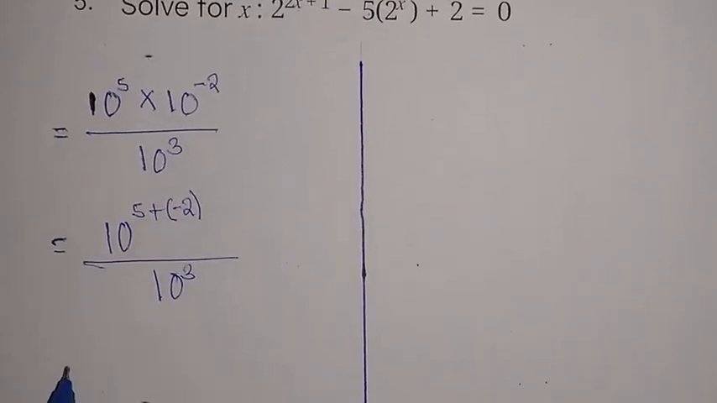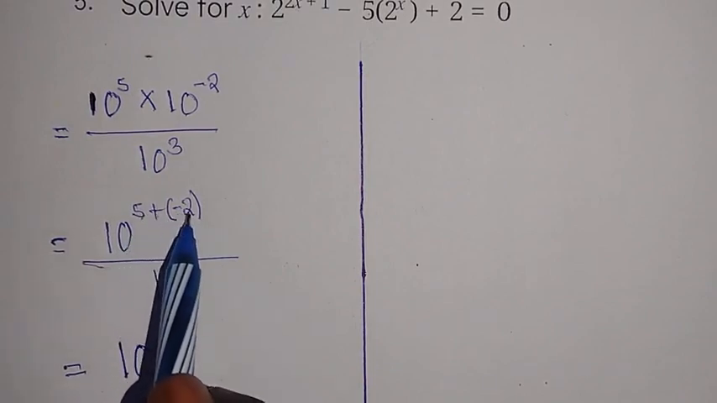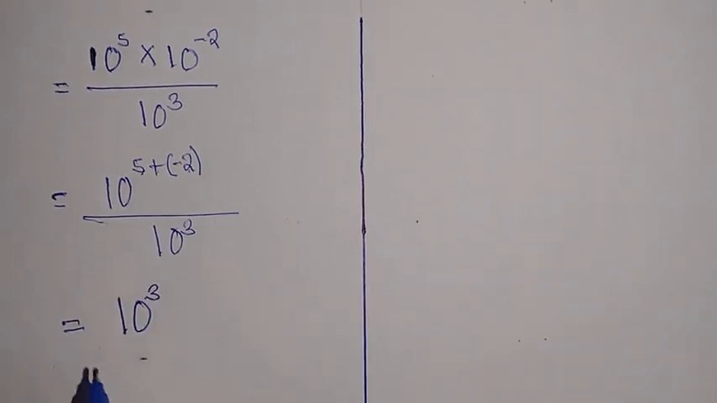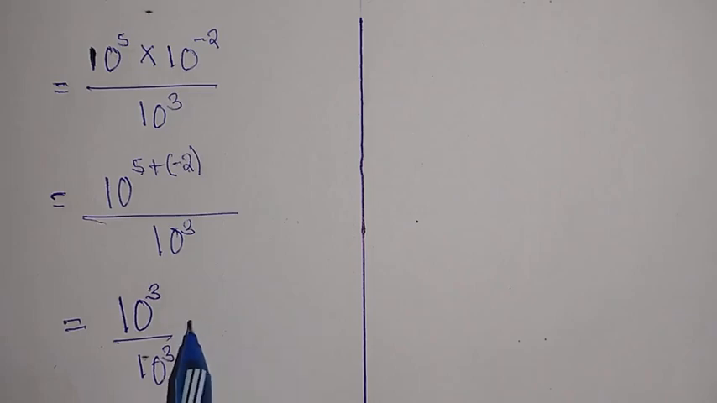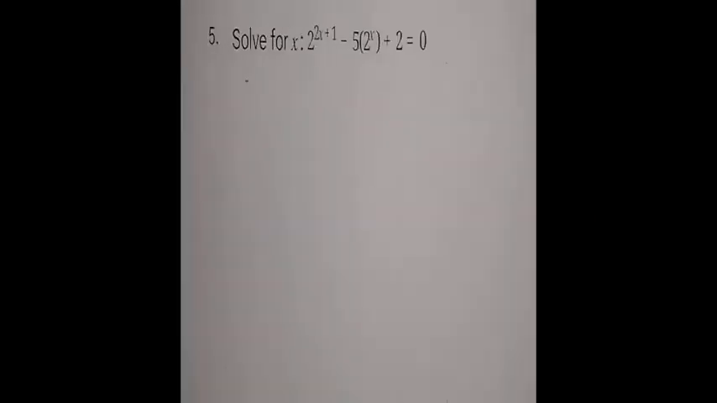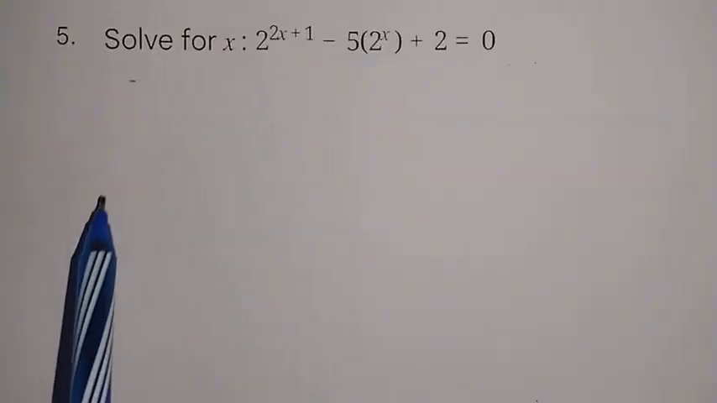So from here, we are going to write 10. 5 plus negative 2 will give us a positive 3. So this 10 to the power 3 will be divided by 10 to the power 3. From here, we are going to have 10 to the power 3 divided by 10 to the power 3. It's a 1. So this is our answer. We can now come to our second question.